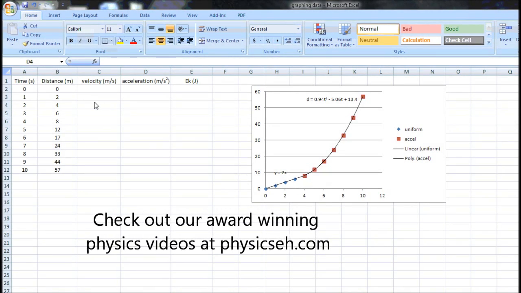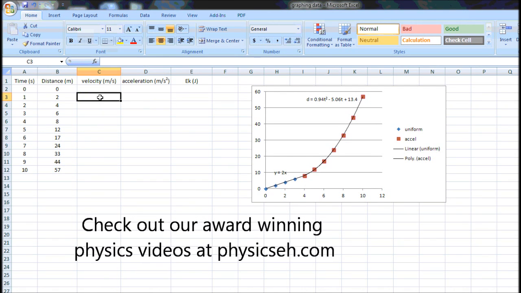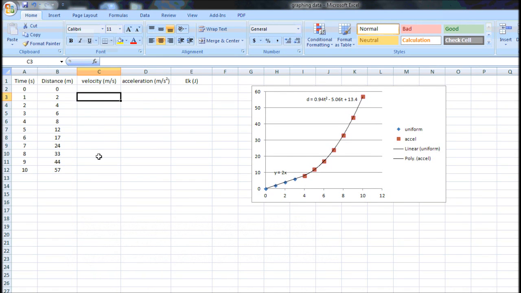In this video, we're going to learn how to program a formula into some of these boxes. So we want to calculate velocity, acceleration, and kinetic energy. For the velocity, I'm going to use the idea that the velocity at 1 second is equal to the change in position. So this column is really position, which would be this box minus this box over change in time, this box minus that box. And I can do that throughout the whole column.